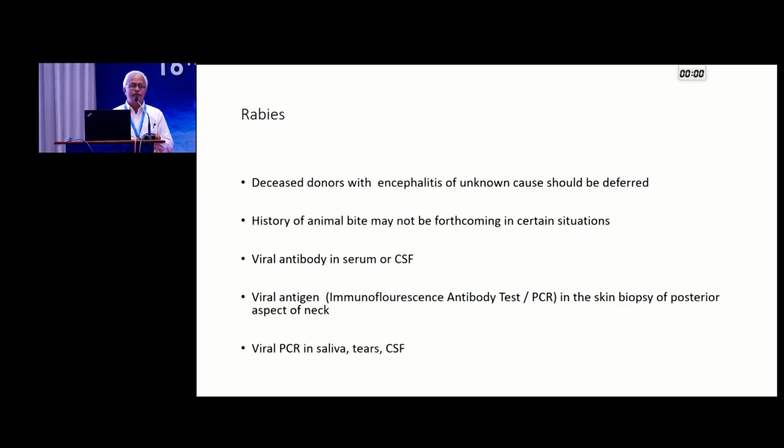Yesterday, a 20-year-old young person died, and the moment the family got to know, the family started pleading for taking up the organs. That's it. So we have to think about the different problems and scenarios. A diseased donor with encephalitis of unknown cause, better don't take the diseased donor. Because in many instances, the history of animal bite may not be forthcoming. And once rabies comes, it is 100% mortality.